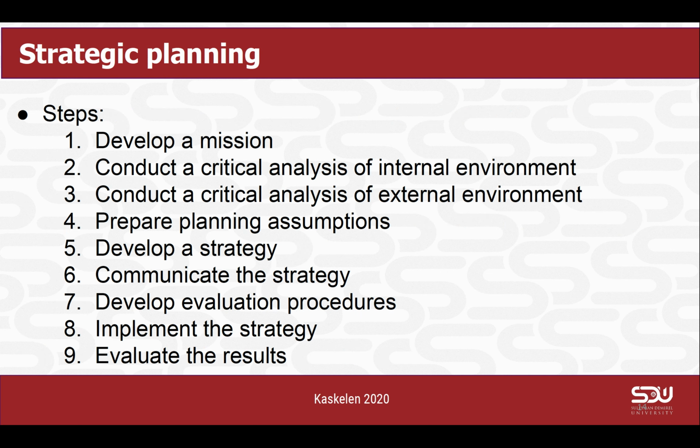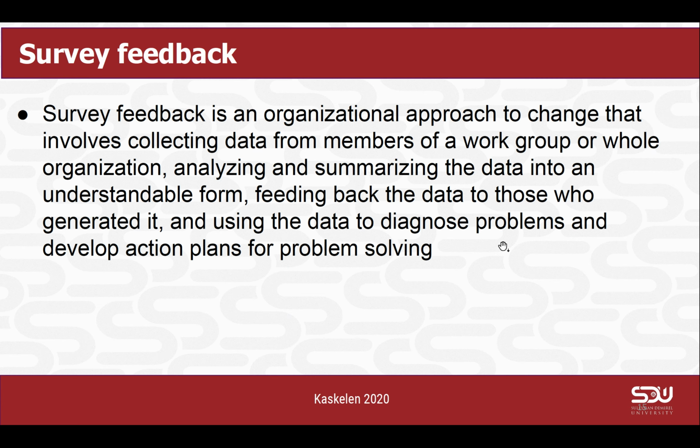The next one is strategic planning, and let's look at the steps involved in strategic planning. First, develop a mission. Second, conduct a critical analysis of internal environment. Third, conduct a critical analysis of external environment. Fourth, prepare planning assumptions. Fifth, develop a strategy. Sixth, communicate the strategy. Seventh, develop evaluation procedures. Eighth, implement the strategy. Nine, evaluate the results, right? This is really like a roadmap if you want to implement strategic planning in your organization.